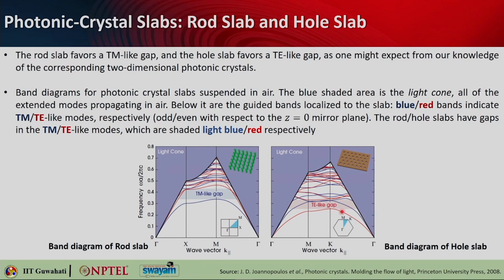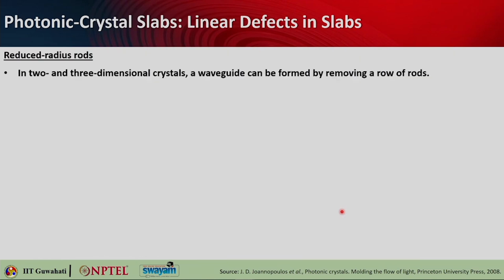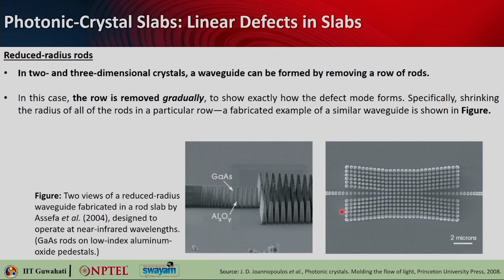We are saying "like" here because they are similar to the ones we have seen for the 2D photonic crystals, but these are slabs, the finite thickness ones. Now in this particular slab array, let us try to introduce some of the defects that we discussed in the previous lecture. First, let us introduce a linear defect in the slab. In 2 or 3 dimensional photonic crystals, you can form a waveguide by removing one row of the rods. That is possible.